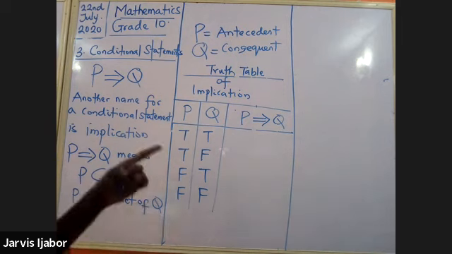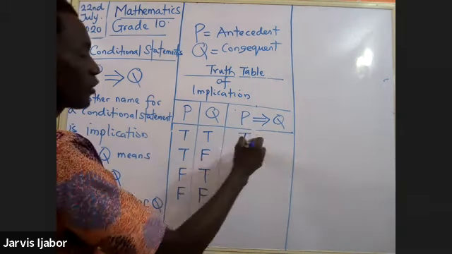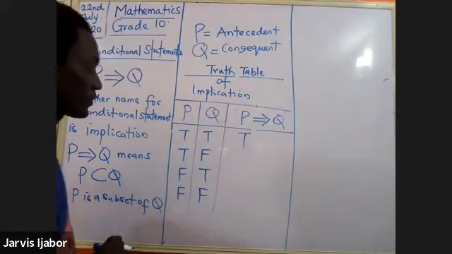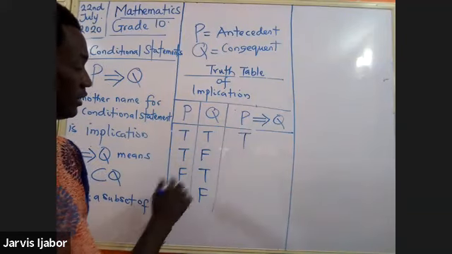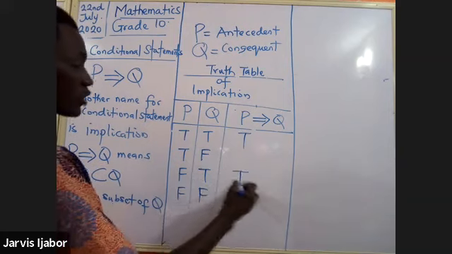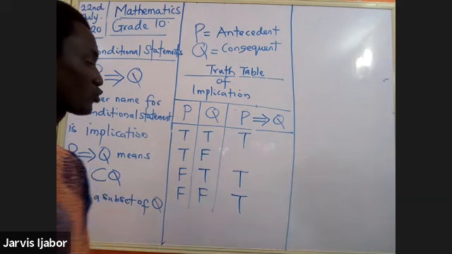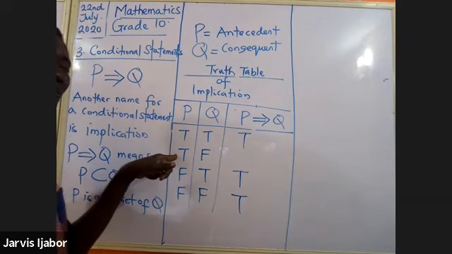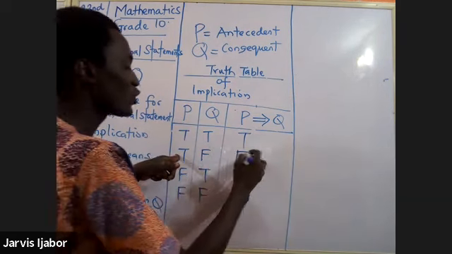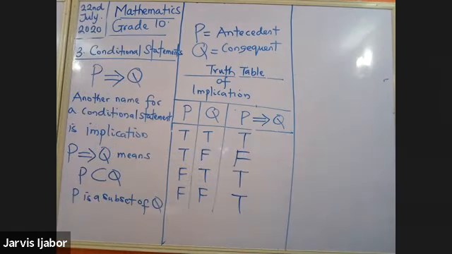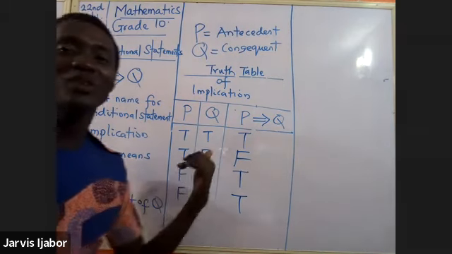Now, for implication, if both of them are true, it will be true. If this is false, this will still be true. If this is false and this is false, this will still be true. But if this is true and this is false, this will be false. I know it's really very interesting, it's really very interesting how to explain this.